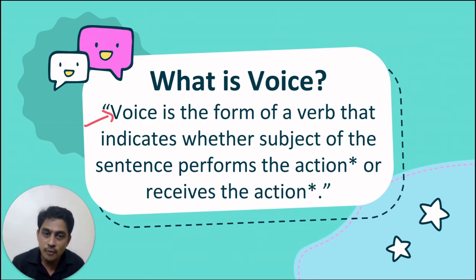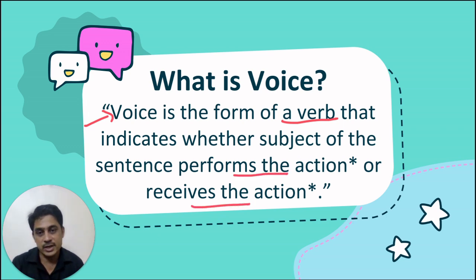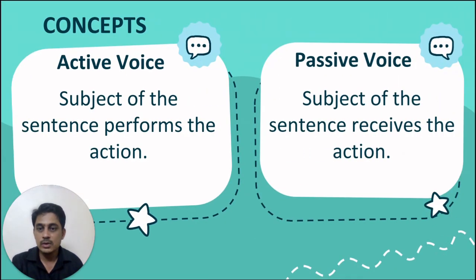Voice is the form of a verb that indicates whether the subject of the sentence performs the action or receives the action. Let us understand it in detail. Here we can understand what is active voice. If the subject of the sentence performs the action, then it is active voice.